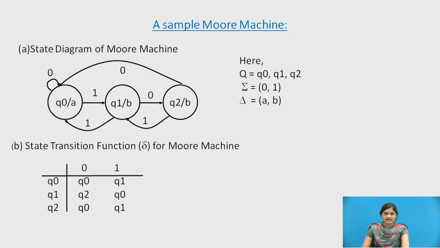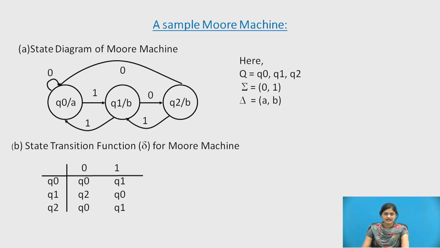Now writing the state transition function for the Moore machine. So here we are having 2 input symbols, 0 and 1. They are written horizontally, and vertically we are representing the 3 states, Q0, Q1 and Q2. Now if 0 input is given to the Q0 state, it is coming to the same state Q0. If 1 input is given to Q0 state, it is moving towards Q1. So that completes our first row.